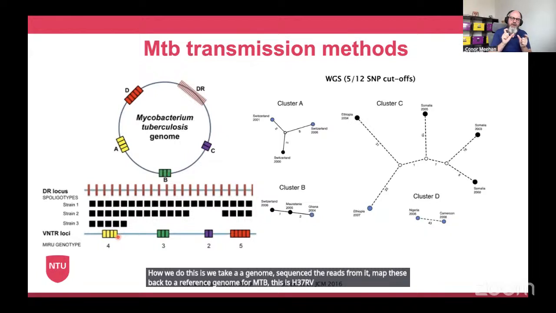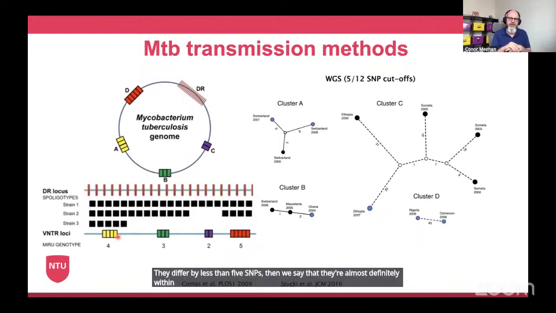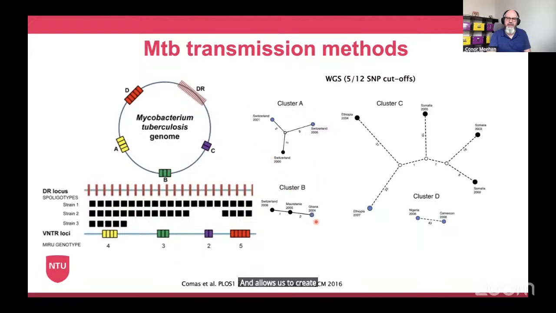And then for 2 isolates which have been mapped, we compare them to each other in terms of the SNPs, single nucleotide polymorphisms, that are present or absent. If they differ by less than 5 SNPs, then we say that they're almost definitely within a recent transmission cluster. If they differ by more than 12 SNPs, we would say that they're not in a recent transmission cluster. And it allows us to create these small clusters like this.